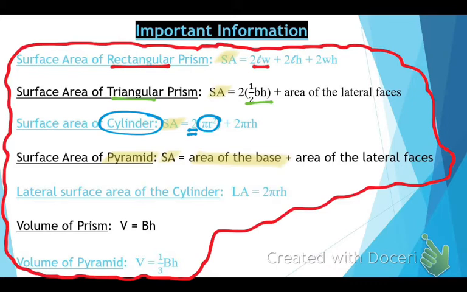The lateral surface area of a cylinder. Can anyone tell me how you could guess easily what that formula would be? Kyla. It's a cylinder, and you need to have the pi. Can you help her, Christopher? It's only LA. It's the only LA. Look, if this is talking about lateral surface area, this is the only one that has lateral surface area. Another clue for you as you're matching these together.